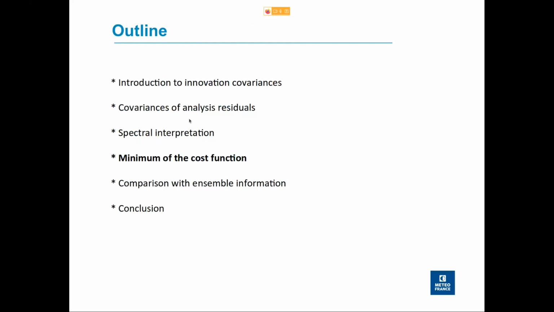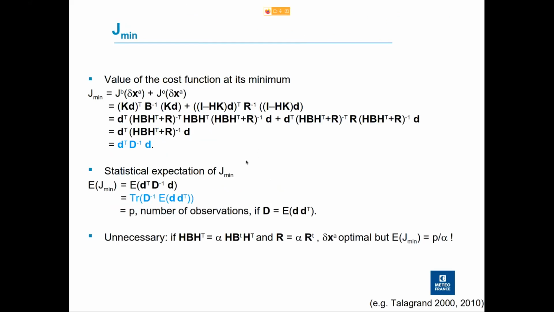So beyond this method of covariances of analysis residuals, another approach is to use the minimum of the cost function. This is a methodology which has been introduced a bit before the first one. And indeed, it has been shown by Olivier Talagrand around 2000 that the value of the cost function at its minimum can be expanded as a function of the analysis increment delta x a, and then by expressing the analysis increment as a function of the innovation d times the gain matrix K and a few more derivations, it can be shown that this minimum of the cost function is simply equal to the inner product of the innovation d with itself, weighted by the inverse of the specified innovation covariance matrix D.